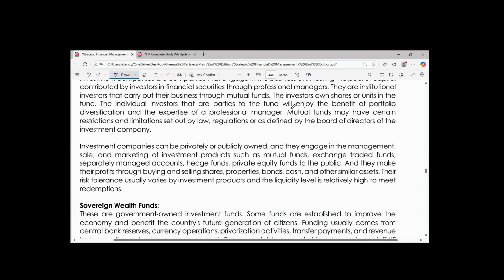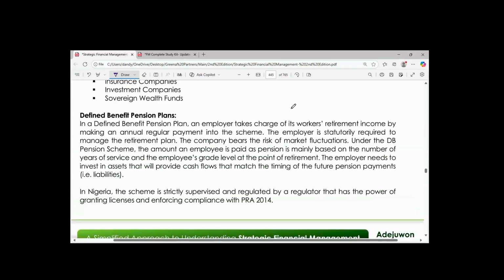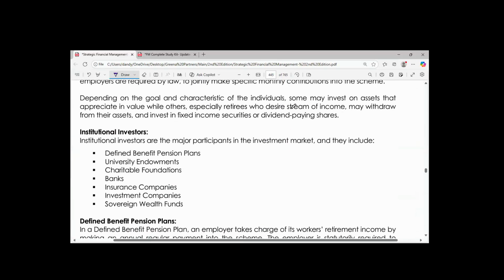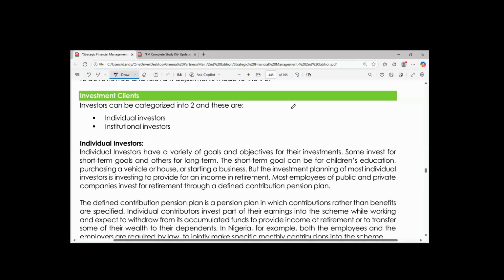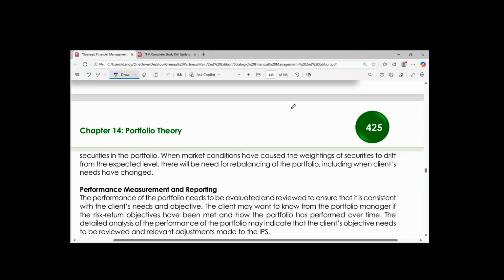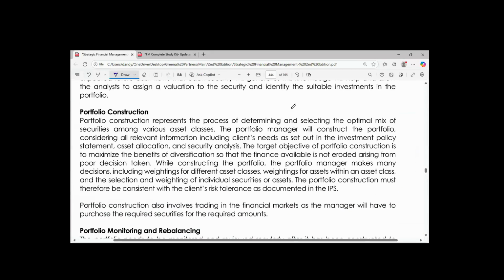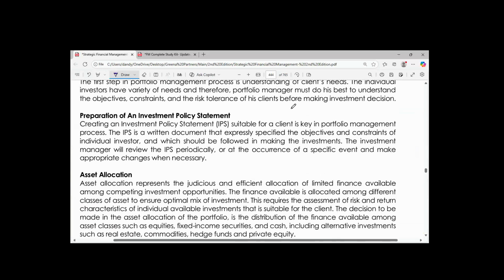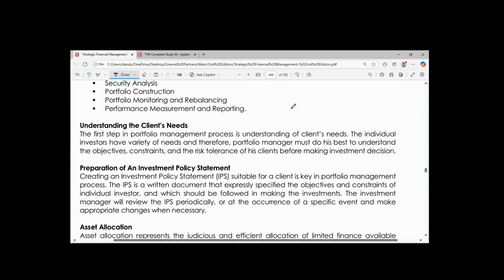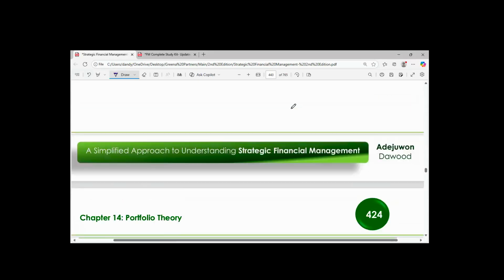In our next class, by the grace of God, like I said, we are going to have one more illustration under this. Thereafter, we move to the capital asset pricing model. So do your best to go and study it. It is a very interesting topic in financial management, and it is a continuation of portfolio theory.